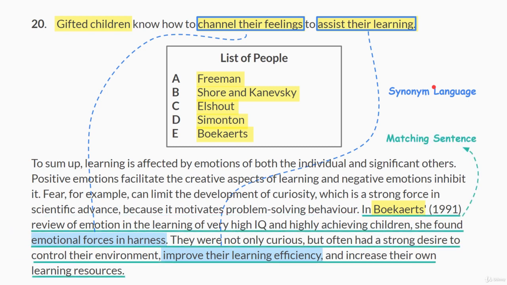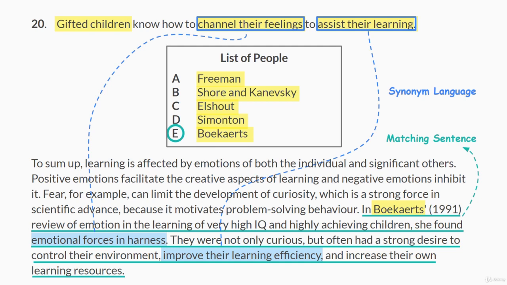So this part right here underlined in the green color is going to be our matching sentence. When we read that matching sentence, we're going to find out exactly which question this answer choice E, Bocarts, matches up with. Because right now we don't know which question it is going to match up with. But after reading the matching sentence and after locating the keyword and the synonym language, now we know that this matching sentence is matching up with question number 20. So then it makes sense that the correct answer to number 20 is E, Bocarts. So that's how you have to answer these questions.